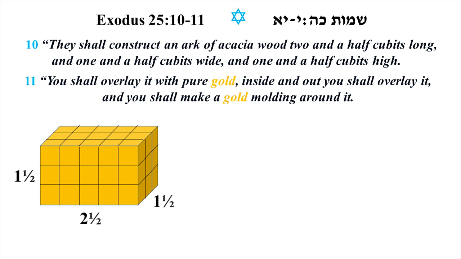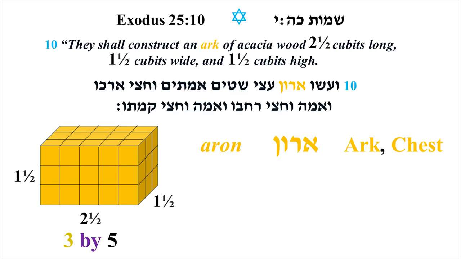Look at Exodus 25, 10 and 11. This is the Ark of the Covenant. They shall construct an ark of acacia wood, 2.5 cubits long, and 1.5 cubits wide, and 1.5 cubits high. You shall overlay it with pure gold. Inside and out you shall overlay it. You shall make a gold molding around it. This word, by the way, for ark is not the same as Noah's ark. Noah, his ark was a tabah. This is aron. Aron is an ark or a chest. It's not the same. In English, ark, the same. No, not in Hebrew.